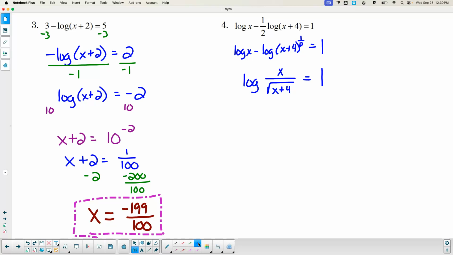Okay. What is my base? 10. What is my exponent? 1. What is my argument? Now what? Multiply both sides by x plus 4. Square root of x plus 4, multiply both sides. Okay.